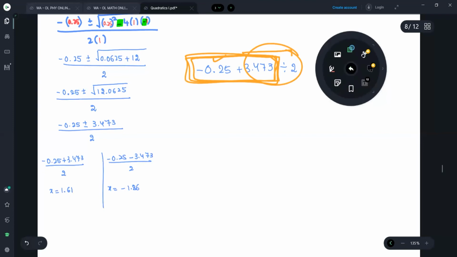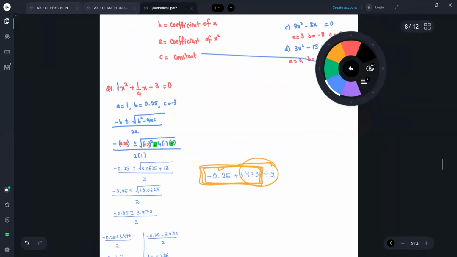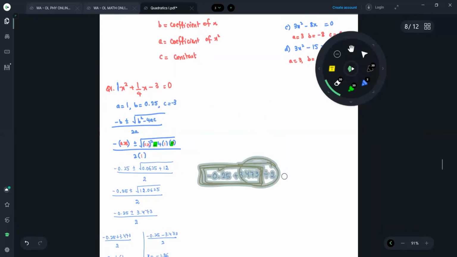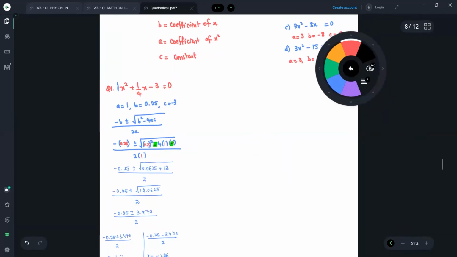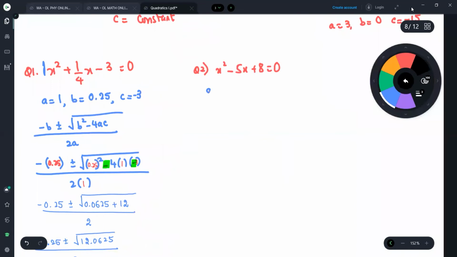Now can I move on to the next question, please, all of you? Question. X squared minus 5x plus 8 equals to 2. Anybody could tell me what A is? 1. B is? Minus 5. Then 8. The formula is minus B plus minus square root of B squared minus 4AC whole thing upon 2A.